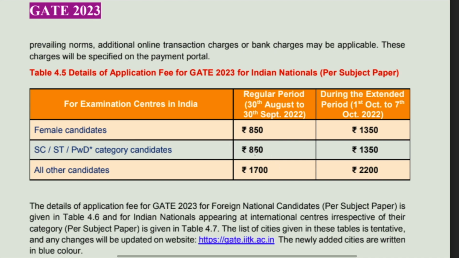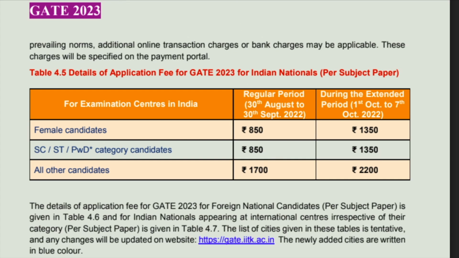For SC, ST, PWD category candidates also it's 850 rupees. For all the other candidates it's 1700 rupees. Okay, so you have to pay 1700 rupees in order to give this exam. Alright, so this is about it.